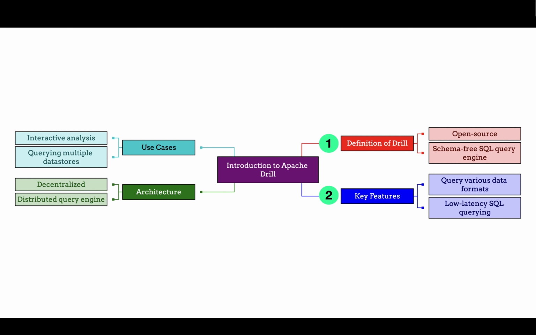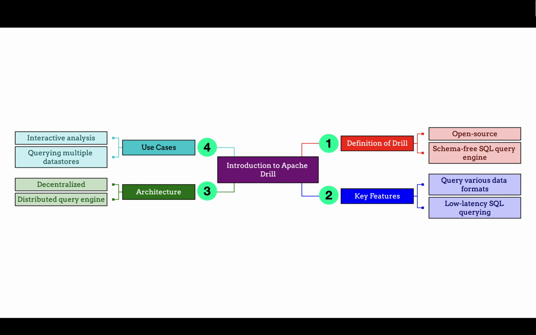2. Key features. Key features of Drill include the ability to query a variety of data formats and data sources with a single query, low-latency SQL querying, and schema-free data exploration. 3. Architecture. Drill's architecture is decentralized and scalable, featuring a distributed query engine that can process data in situ without requiring data movement or transformation. It supports direct querying of files in formats like Parquet, CSV, JSON, and others.